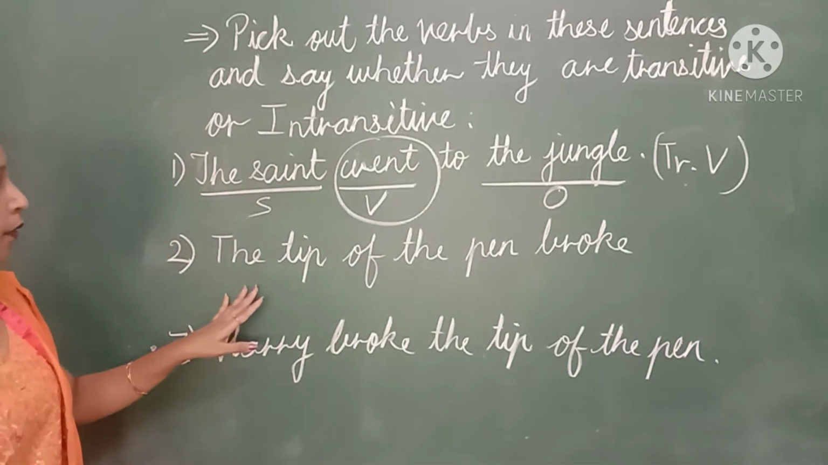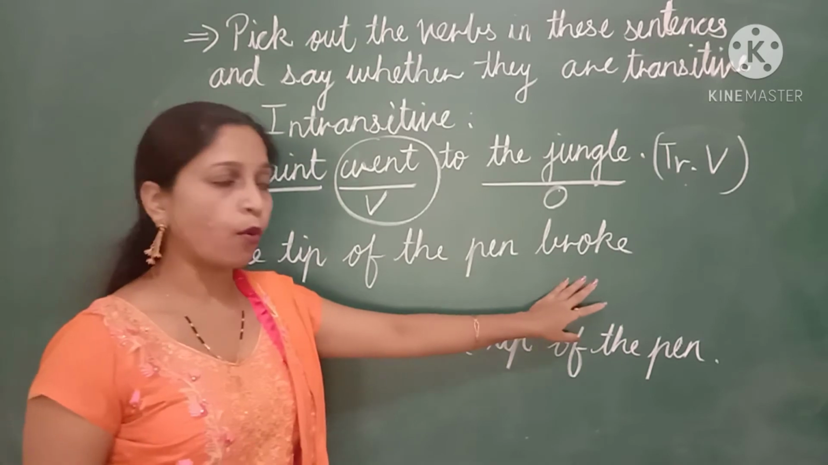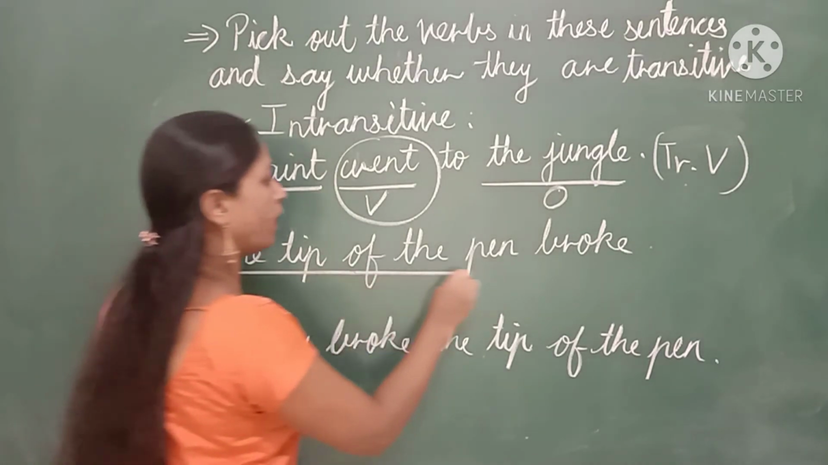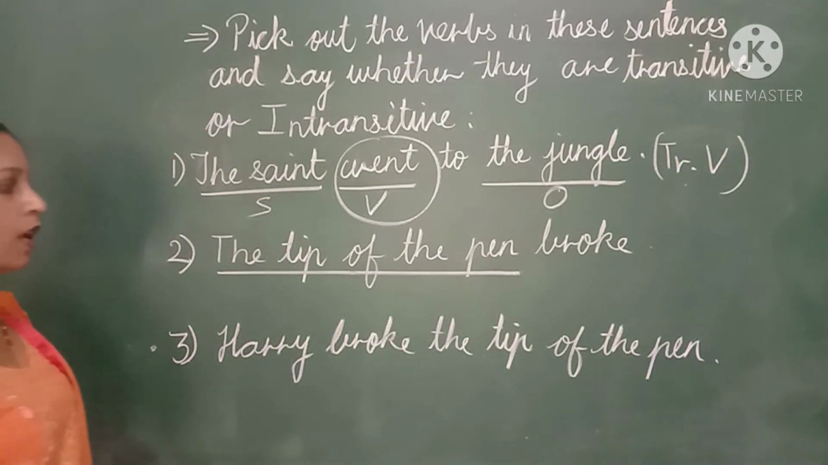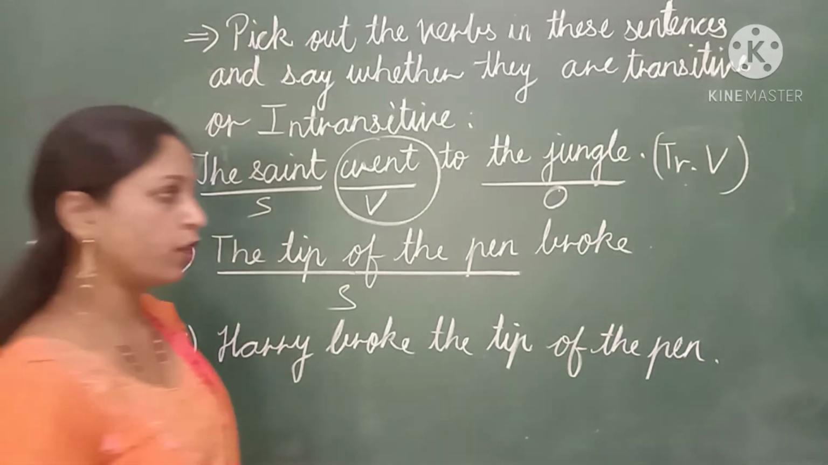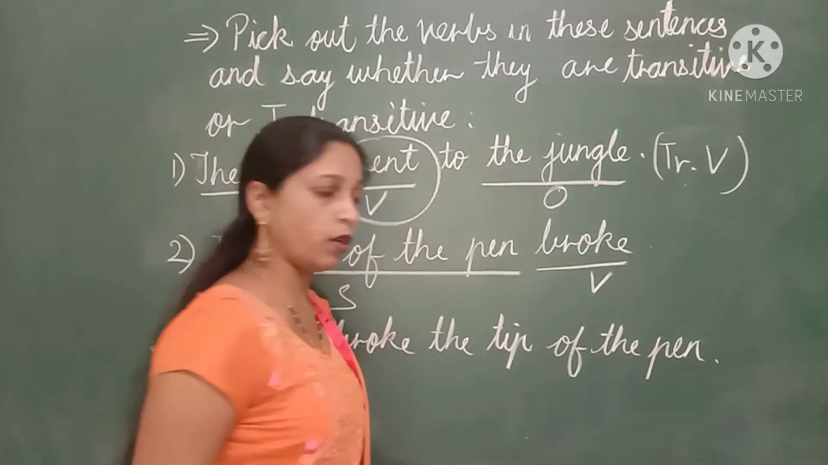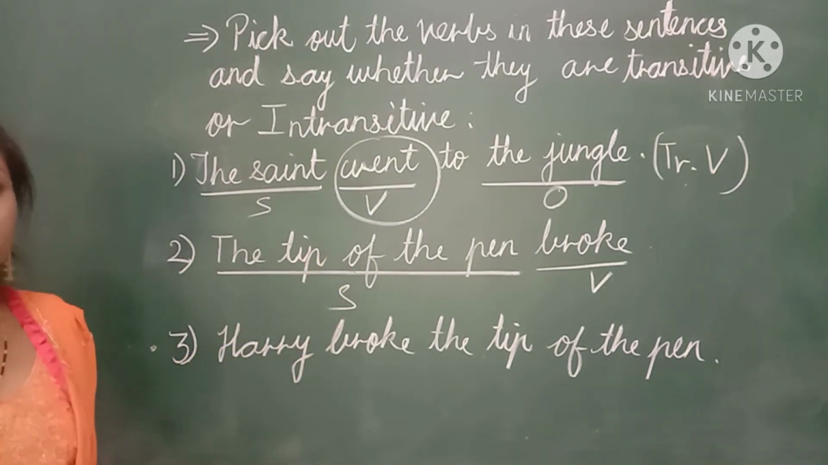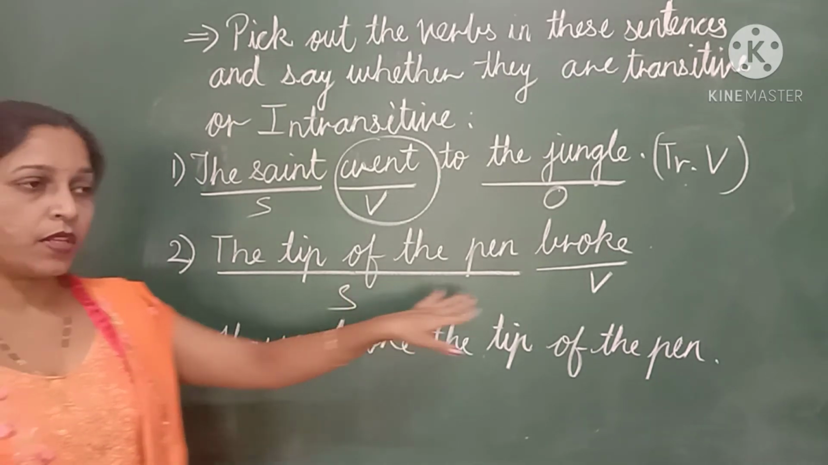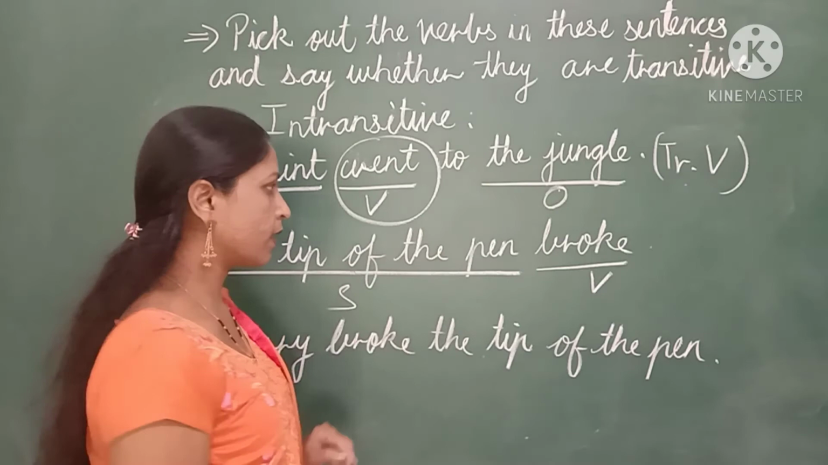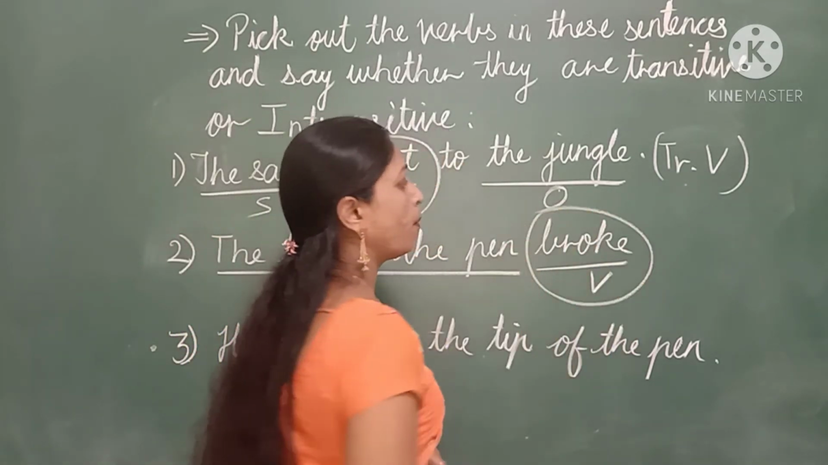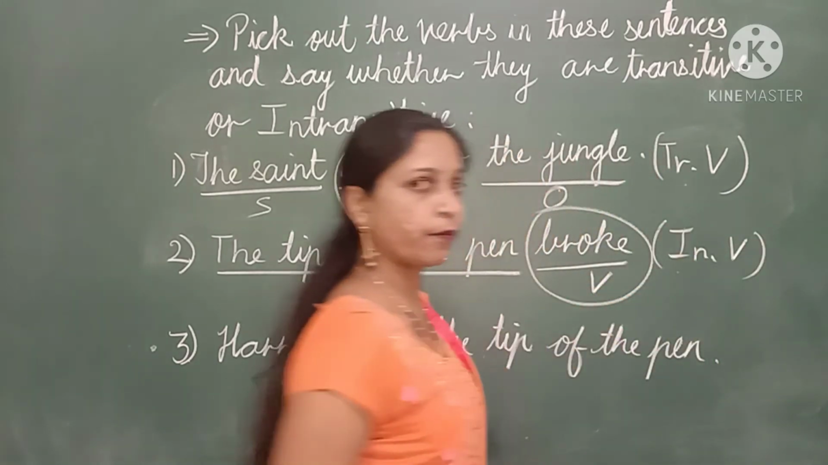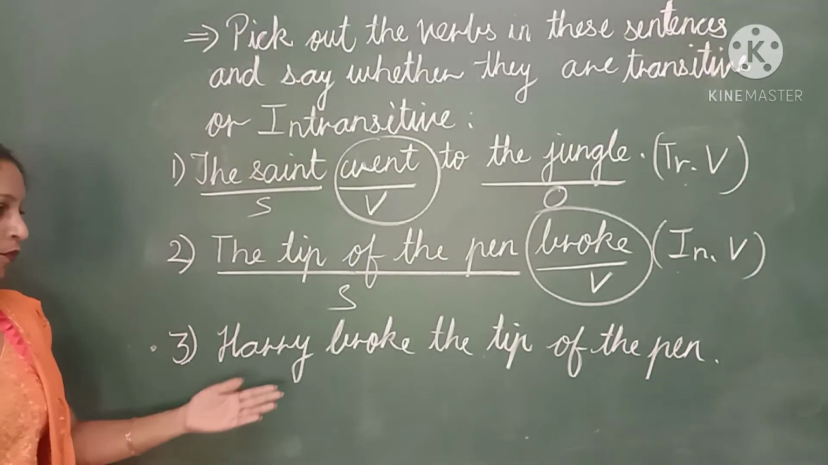The next one, the tip of the pen broke. Okay, here what are we talking about? The tip of the pen. So the whole thing becomes our subject. And what is broke? Broke is the verb. Do we have any object? No. But still, it has a complete meaning, isn't it? So only with subject and verb, we have got a complete sentence. That means the verb broke is an intransitive verb, isn't it?